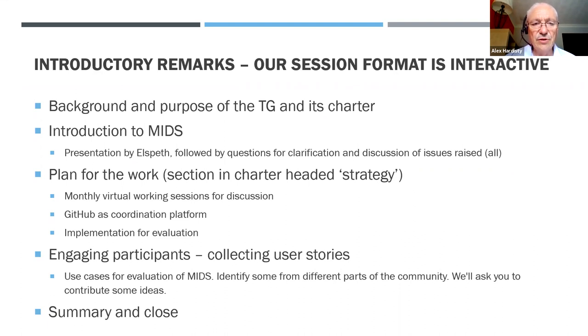We'll then look at our proposed plan of work for this task group, and that's in the section in the charter that's headed strategy. We will also then engage some participants in this session by collecting some user stories from different parts of the community. We'll ask you to interactively contribute some ideas by filling in some Google slides. And towards the end, we'll summarize and close.